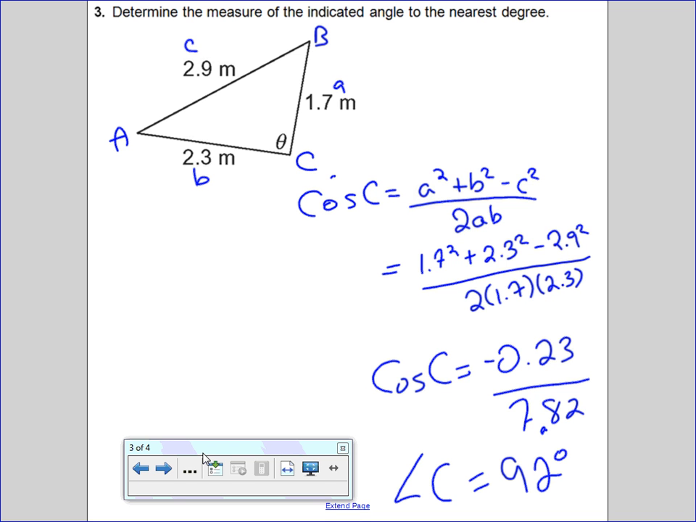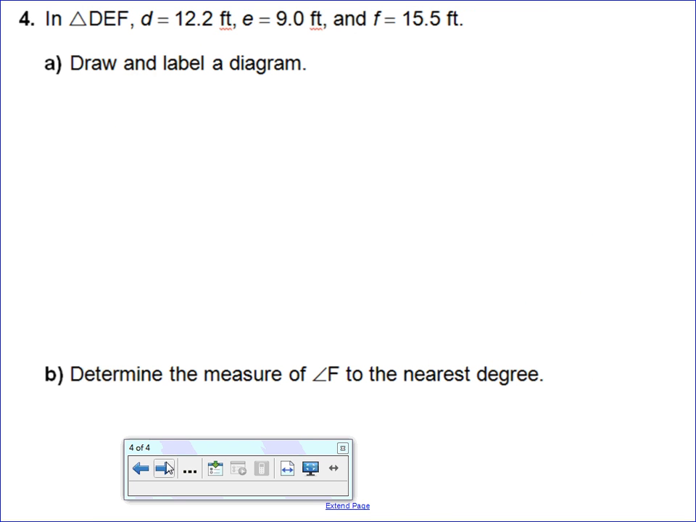Is everyone okay with this one? Yeah? So let's do the last one and then you're done. Okay, so in DEF, you have side length D, side length E, and side length F. Draw a diagram.